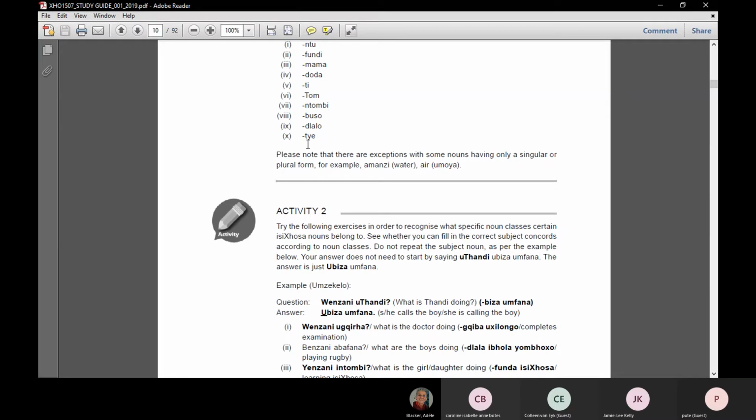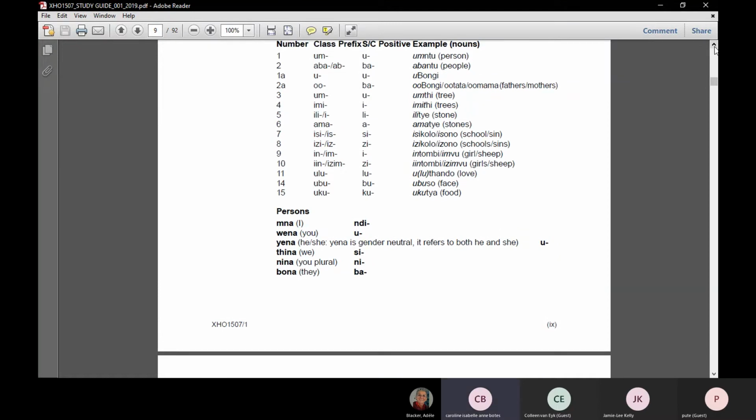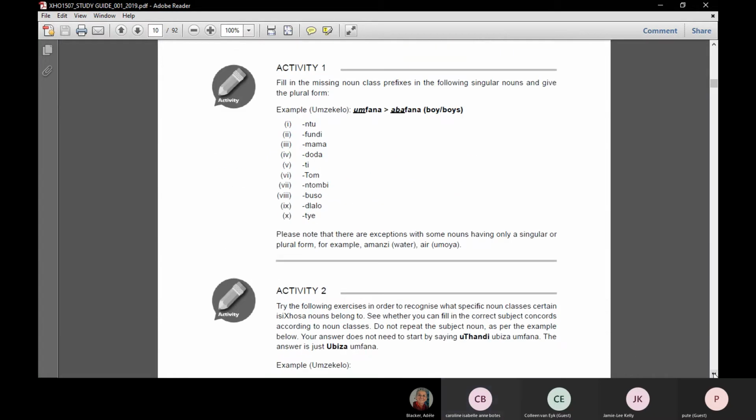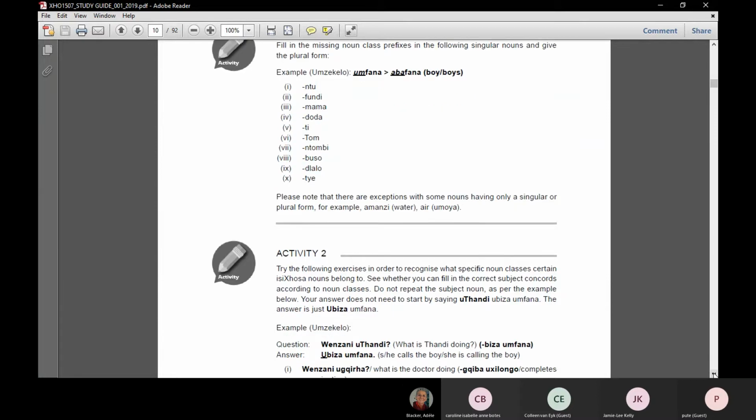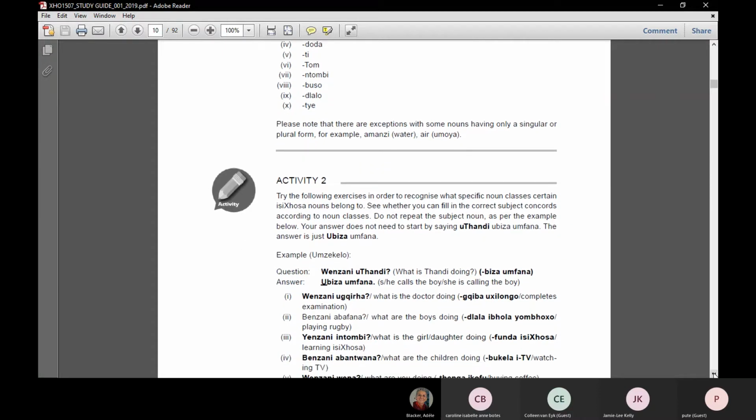Number 7, ntombi. Singular prefix, ntombi. Class prefix number 9. Intombi. It's intombi, that's correct, but the plural is not intombi. Actually, they are both right. It's intombi and amantombazana. Intombi is correct, sorry, I made a mistake, that's on me. Intombi is correct, and amantombazana is also correct.